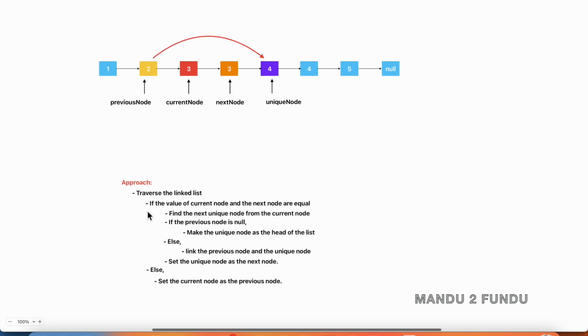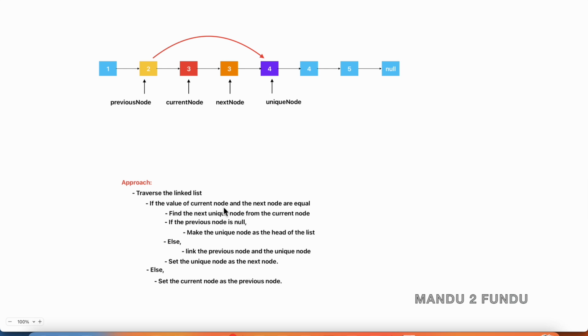So that is what I have written here. Traverse the linked list. If the value of the current node and the next node are equal, find the unique node from the current node. If the previous node is null, then update the head. And if the previous node is not equal to null, then link that previous node and the unique node. Then set the unique node as the next node to be processed.